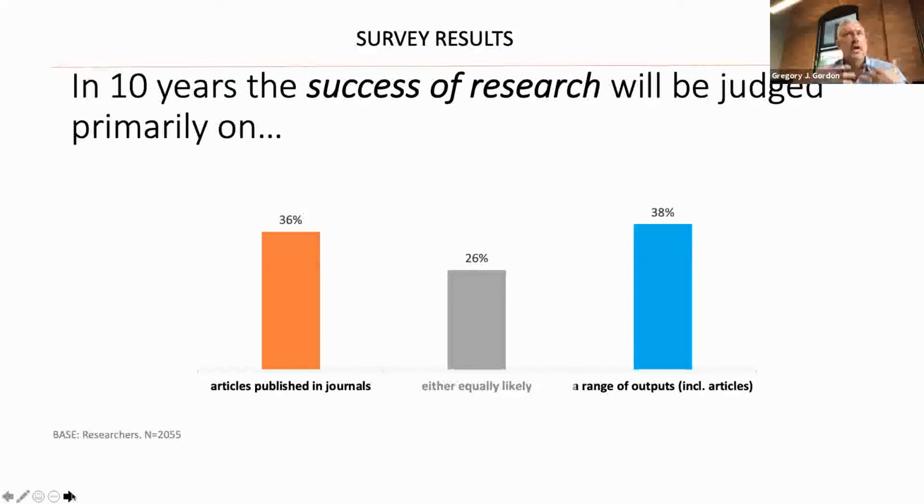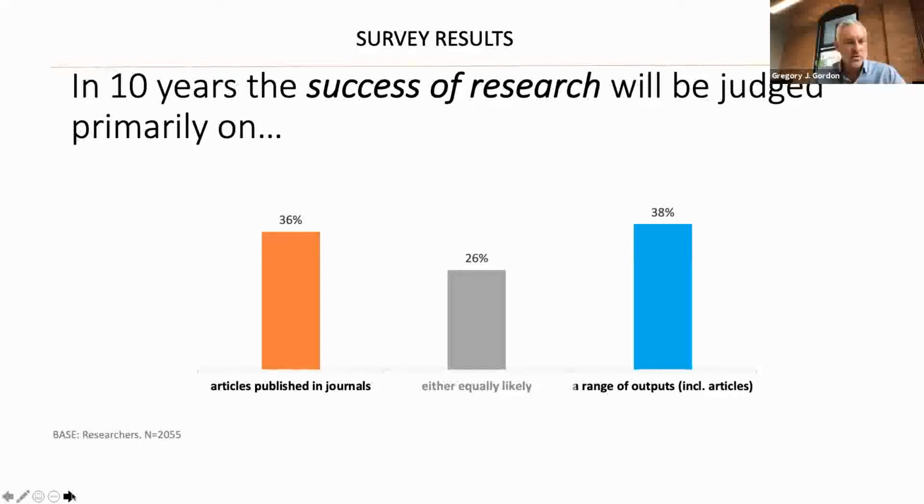Now, if we look out 10 years, how will the success of the research be judged? Will it be primarily on articles published in journals, or on a range of different outputs, including articles? For the overall survey, the breakdown was 36% to 38%, pretty close, a slight nudge towards a range of outputs.